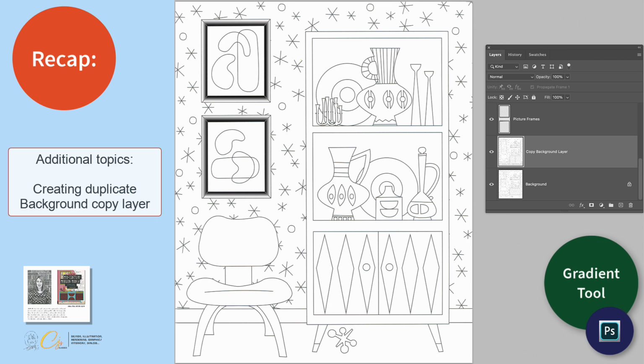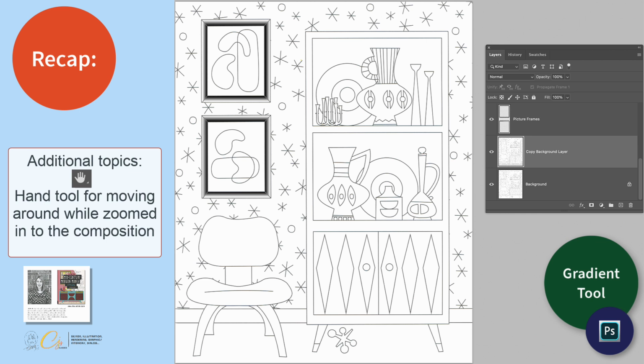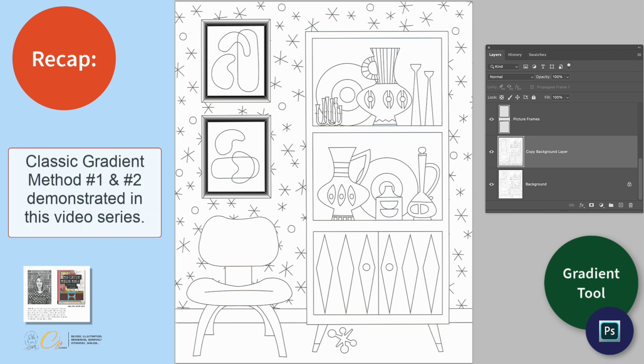Additional topics covered in this video included a duplicate background copy strategy for beginning Photoshop illustrators, the layer panel mini menu flyout for creating and naming a new layer, and the pan hand tool for moving around in a composition when you are zoomed up close in one particular section of the illustration. You can see both methods, number 1 and number 2, of the Classic Gradient tool in many of my different videos. Look for them.